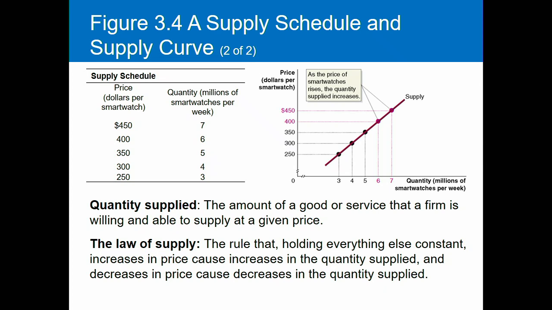So you can think of each of these points as the minimum price that the firm requires to actually bring a good to the market. So in order to bring 4 million to the market, they'd have to get $300 back per smartwatch, or they're not going to produce that many.